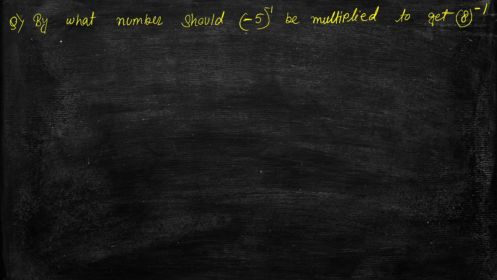Similarly, now try to understand: by what number should minus 5 to the power minus 1 be multiplied to get 8 to the power minus 1, right? So how can we do that? Obviously there will be a number. Let's guess that number be x. That will be multiplied by minus 5 to the power minus 1 to get the answer 8 to the power minus 1.